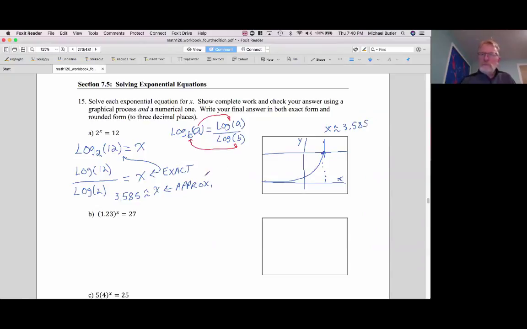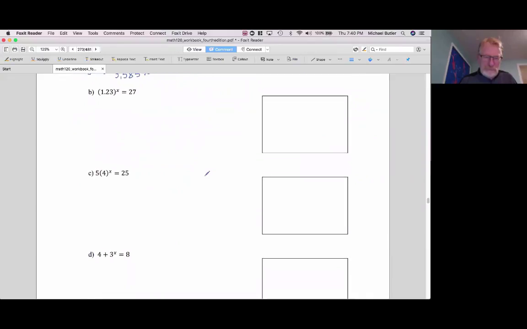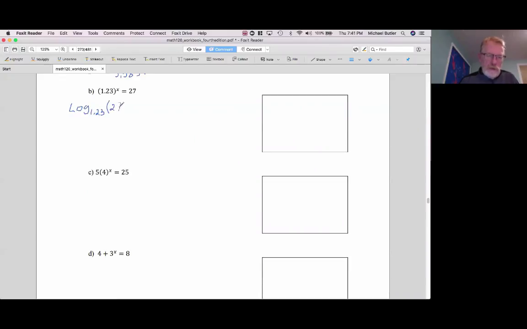Okay, should we do another one? Well, okay, let's do it. Let's go do part B. Okay, so in part B, again, we've got an exponential equal to a constant. And so to be able to solve that, we're going to go in and use the logarithm to rearrange this. And we're going to say, okay, the exponent on 1.23 that gets me 27 is equal to x.